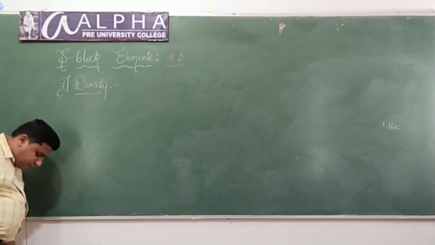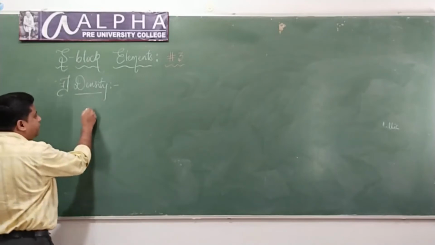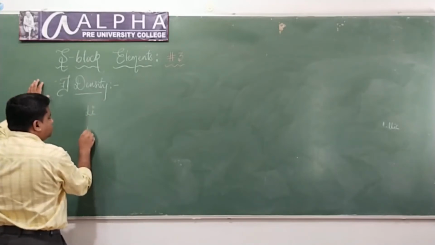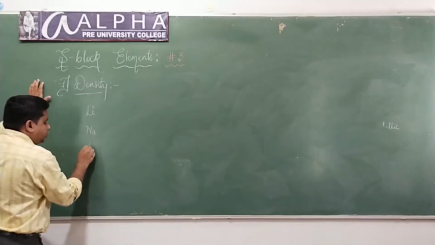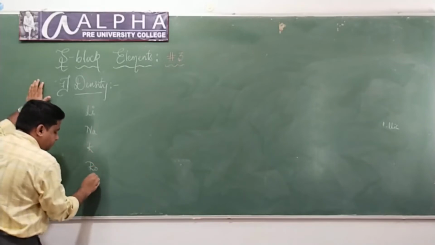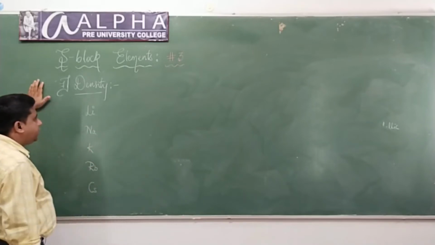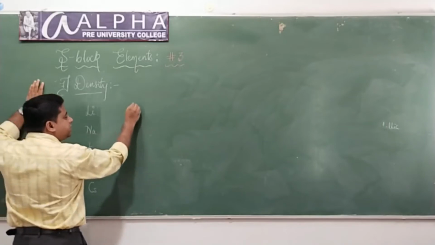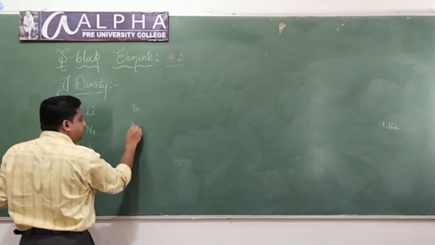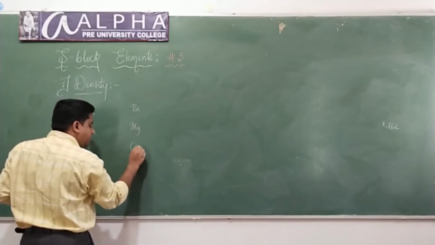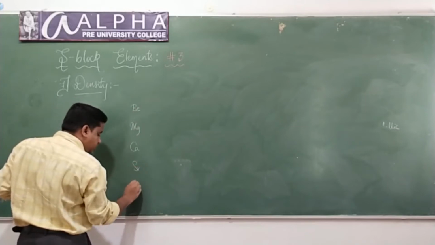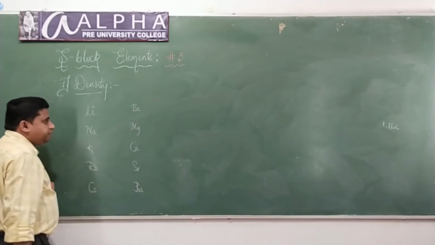Again, name the different alkali metals. We have lithium, sodium, potassium, rubidium, cesium. Alkaline earth metals: beryllium, magnesium, calcium, strontium, and barium.